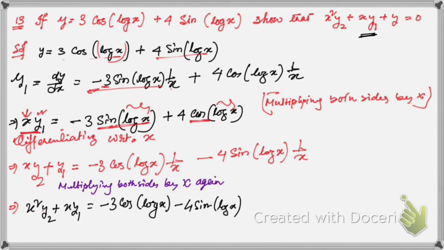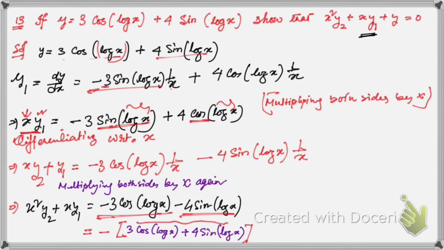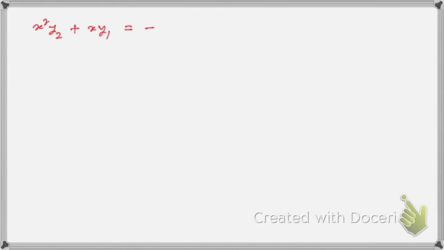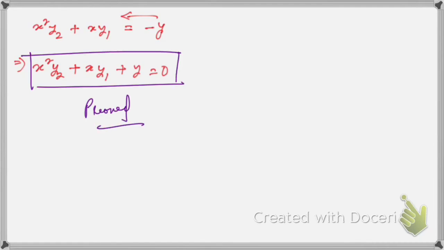So now you see on the right hand side, if you take the minus sign common, then you will get this. So now you see the expression within this bracket is nothing but y. So let us put here y, then putting y we will get this result. So now from the right hand side, bring the minus y to the left hand side, then you will get this result. So this is the required equation, this is the statement that we need to prove. Hope you have understood this. Now let's move on to the next question.